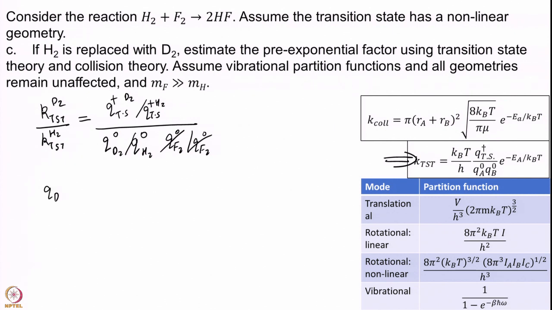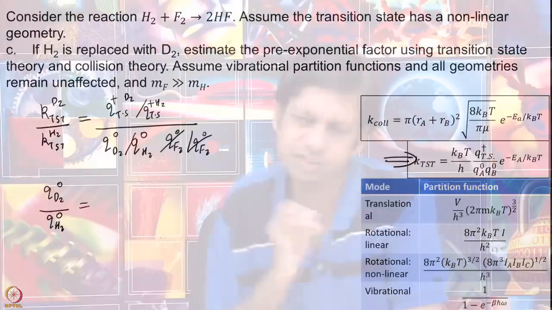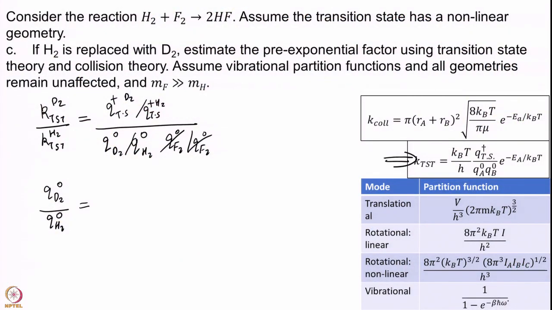We will start with Q D2 naught over Q H2 naught. So, the partition functions will comprise of rotation, vibration, translation and so on and so forth. Vibration we are ignoring, and the reason actually why we are ignoring vibration is because frequency is large. So, either of D2 or H2, they are different, but they are much larger than room temperature nonetheless. And therefore, this factor does not matter, this still comes out close to 1, beta h bar omega is still much less than 1. And therefore, this comes out close to 1 anyway for both D2 and H2. Therefore, I am ignoring vibrational partition function, fine, but I still have translational and rotational.